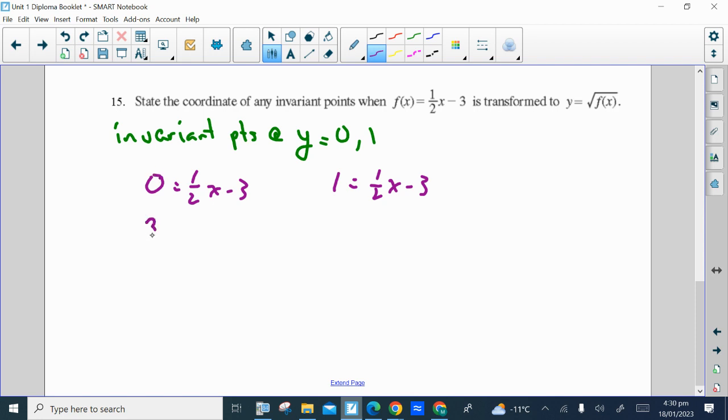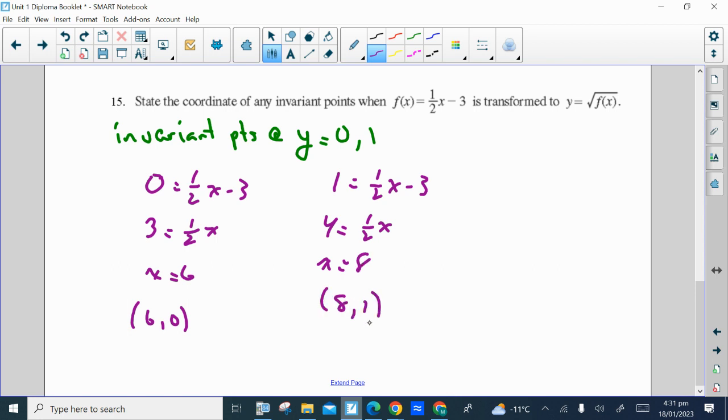So for this first equation, we'll add 3 to both sides, and then multiply by 2. X will equal 6. Remember, that was where y equaled 0, so that'll be the point 6 comma 0. For the second equation, add 3 to both sides, gives us 4 on the left. Multiply by 2, and x equals 8. And we found this when y equaled 1. So there are the two invariant points: 6 comma 0, 8 comma 1.